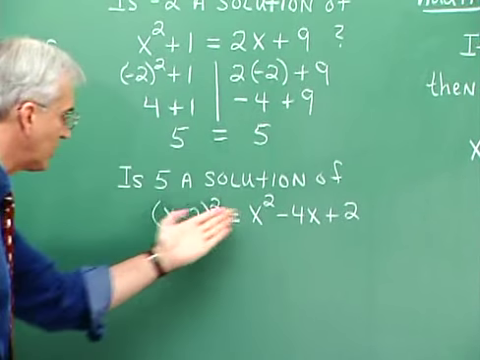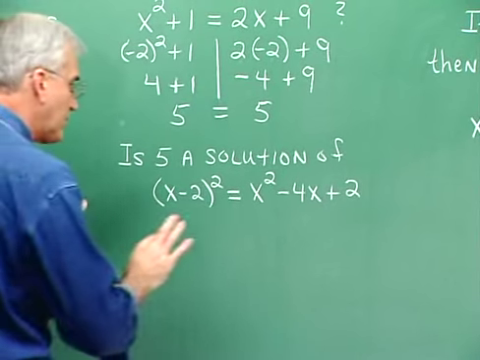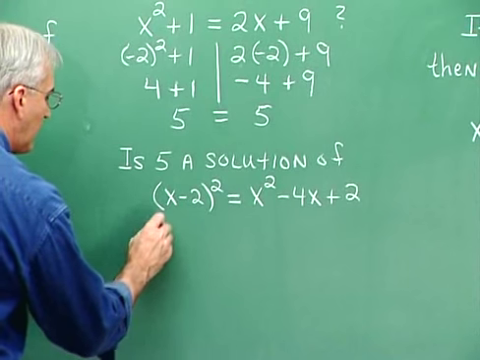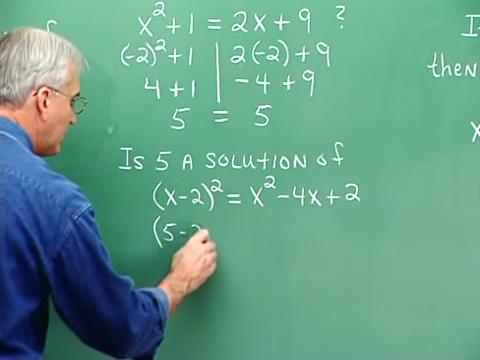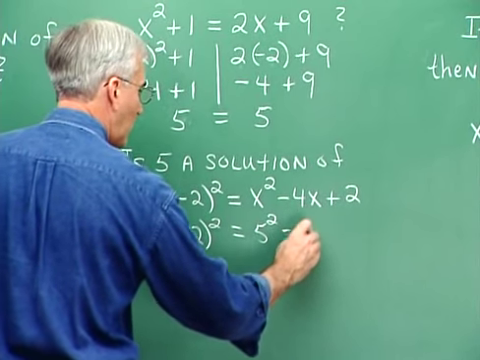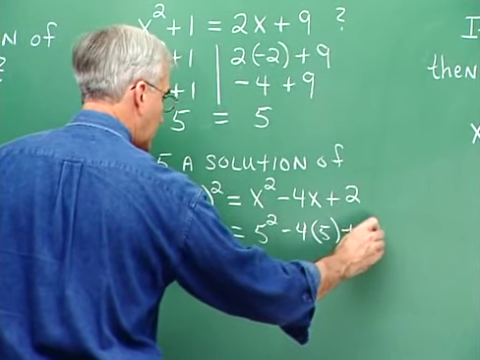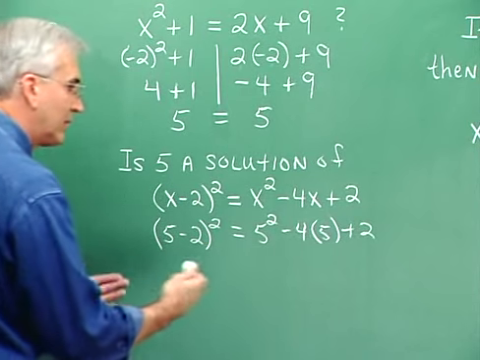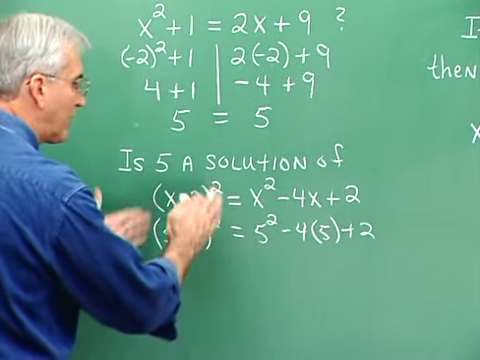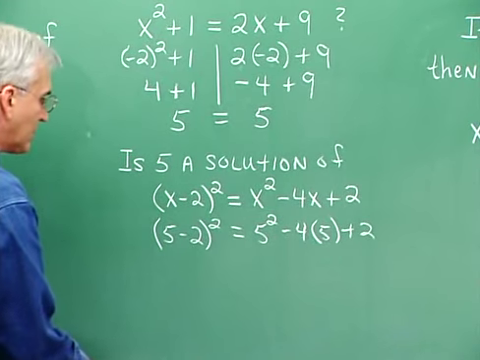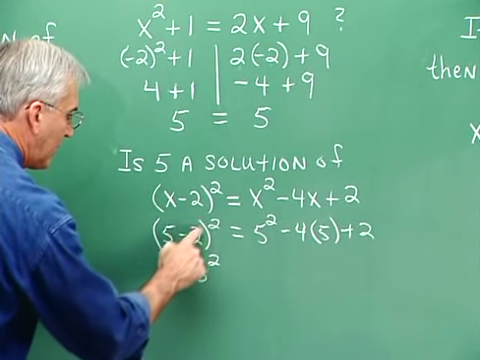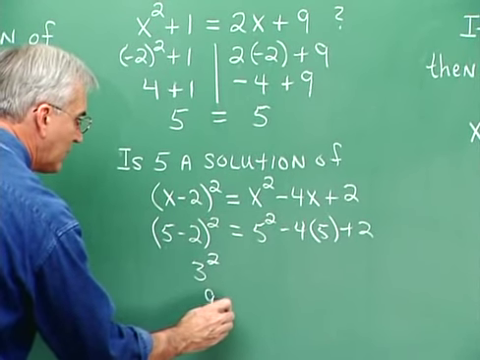Is 5 a solution of this equation? Well, to be able to tell, once again, we just replace the letter with the candidate for solution. So we would have here 5 minus 2 squared. And on the right, 5 squared minus 4 times 5, then plus 2. And now we want to simplify. I think it's best to stay on one side of the equation or the other. That is, stay with this expression or that one until we're completely simple. So here, 5 minus 2 would be 3. The amount here is squared, so 3 squared, 9 on this side.